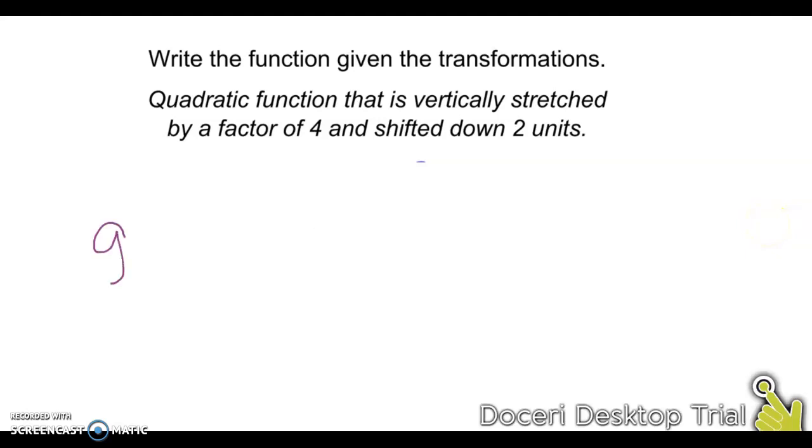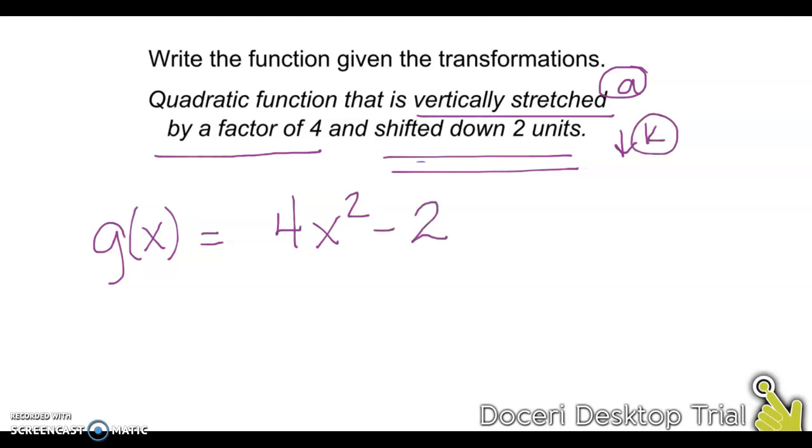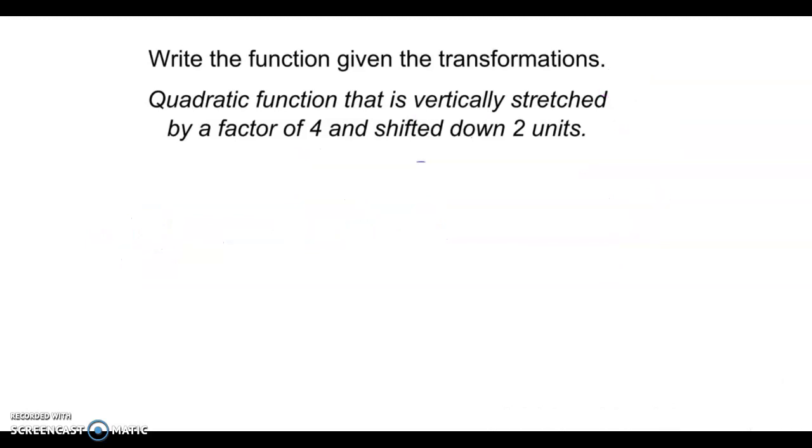Write the function. A quadratic function, so I'm thinking x squared automatically, that is vertically stretched by a factor of 4. That's our a. So we put 4 in for the a. And is shifted 2 units down. Well, that's not left or right, so we don't have an h, but that's the k. Minus 2. 2 units down. Remember, h is the only one that's backward. K is what it says, so down is minus, up is positive on the k. Let's do another one.